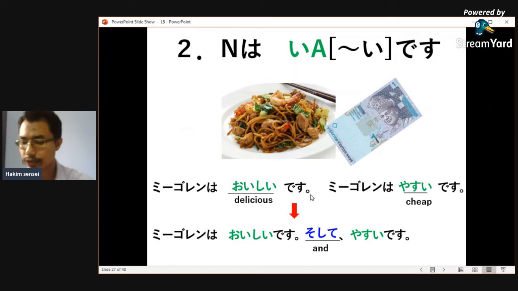Don't confuse the word and with what we learned before this. The word we learned for and before this is to, okay? Watashi to gakusei, mie goreng to nasi lemak. When we are describing multiple nouns together in one sentence, we can use to. But now we are not talking about nouns only, but about sentences. So when you are dealing with more than one sentence like this, you cannot use to in between, but instead you are using the word soshite. Later on, I will explain in detail.